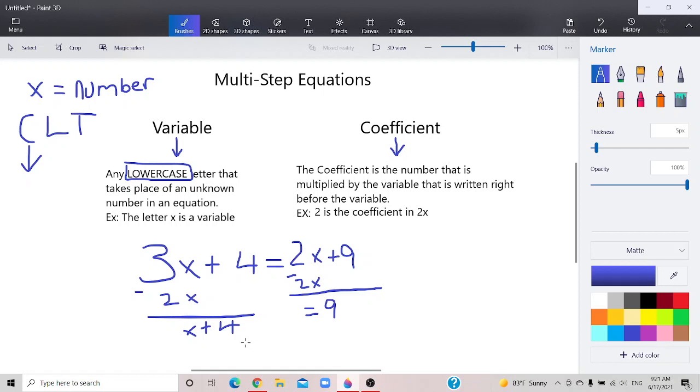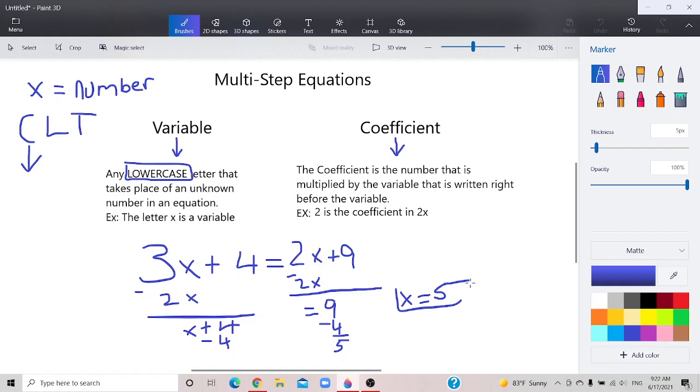So how do we find x? We do the same thing. We subtract 4 because we combine like terms. Because x is already almost by itself, it just needs this 4 out of the way. The way to get it out of the way is by subtracting 4. And when we subtract 4 here, we get 5. So our answer is x equals 5.